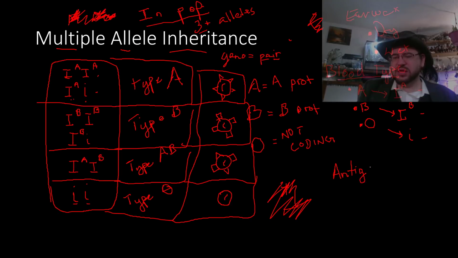Right? An antigen is anything that can be detected by the immune system. Not everything can be. So these are proteins. These proteins are all antigens. And so if you have type A blood, that means your red blood cells are carrying type A protein. Thus, type A protein is you. And your immune system will attack any red blood cell that isn't you.